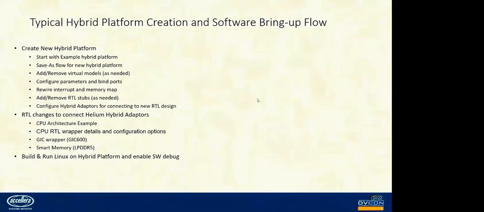How do we add RTL stubs to stub specific RTL accesses? How to configure the hybrid adapters, which eventually allows us to connect to the RTL design. And then we'll talk about how do we integrate the pin compatible RTL CPU wrapper, chick wrapper, and the smart memory by replacing the existing CPU interrupt controller IP and the RTL memories from the RTL design. And then we'll talk about how do we build the platform and run Linux on hybrid platform and start doing software debugging.